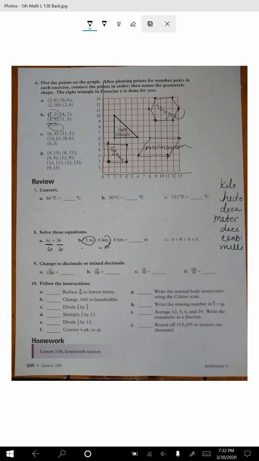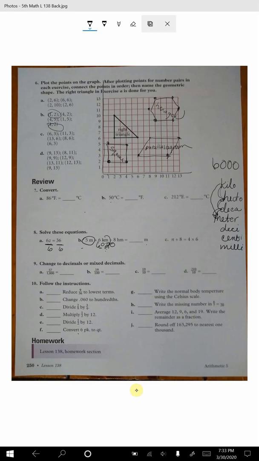So we're starting with the kilometer and we're going down to meter. So if I have 6 and I have 1, 2, 3 steps, not how many words, but how many steps. 1, 2, 3. So add 3 zeros, or you multiply by 1,000 and you get 6,000. So this is 6,000.